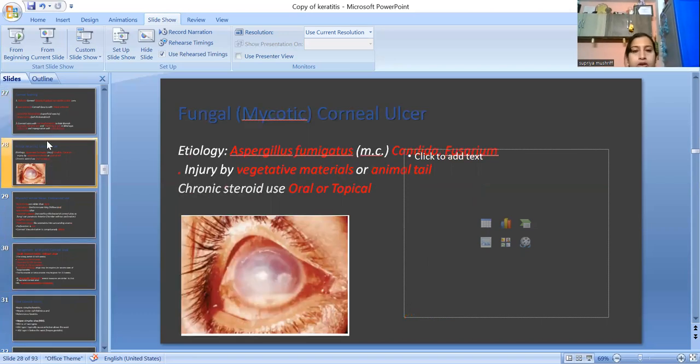Fungal or mycotic corneal ulcer, or fungal keratitis: the etiology can be any type of fungus, most commonly Aspergillus fumigatus, Candida, and Fusarium. Injury is caused by vegetative material or an animal tail. Chronic steroid use, oral or topical, is another reason for fungal corneal ulcer.